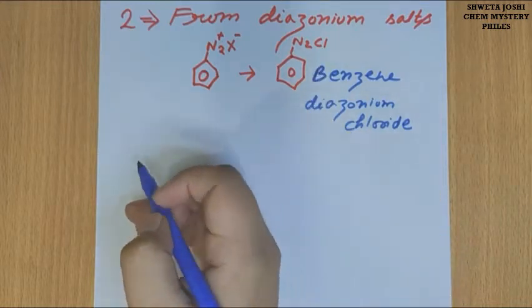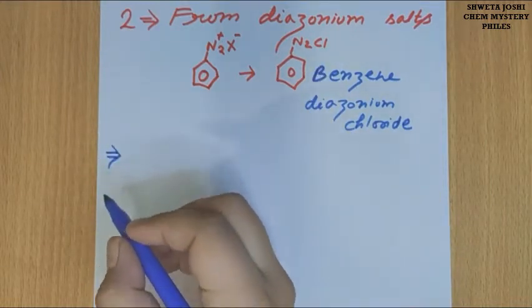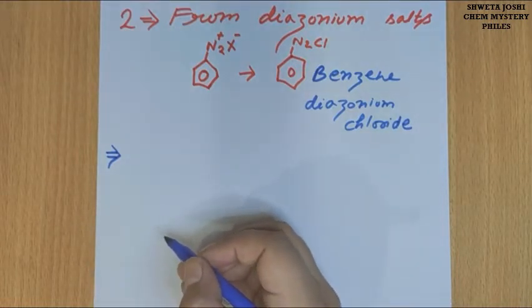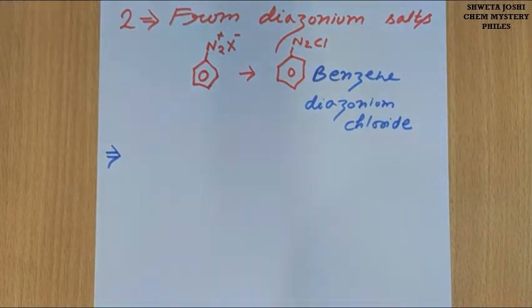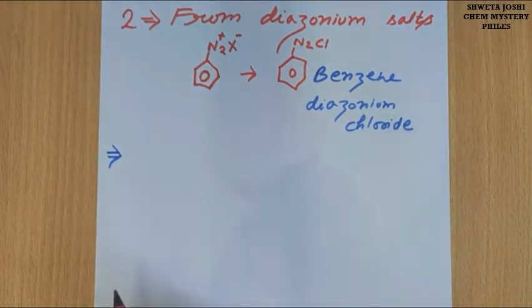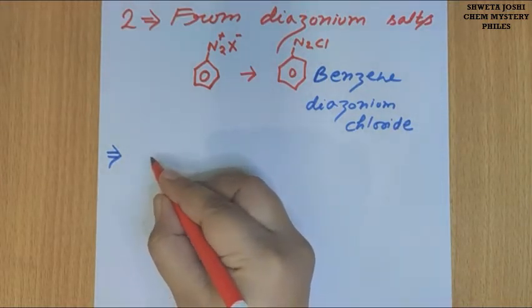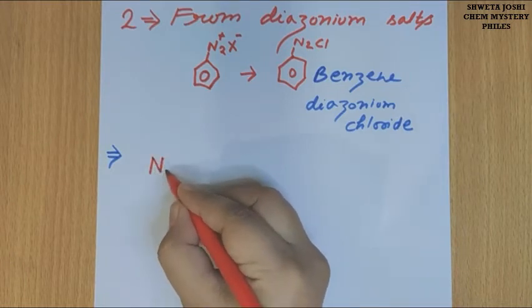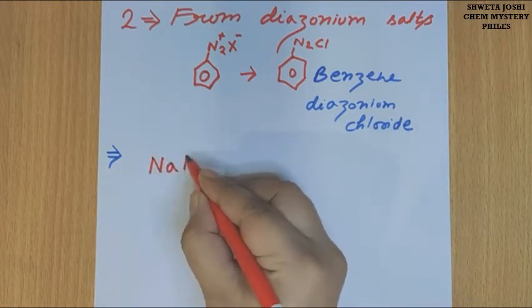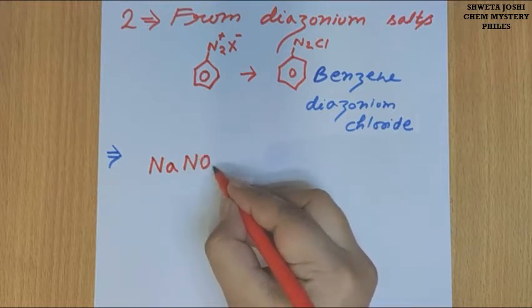So first of all, we are covering the preparation of diazonium salt. Then from diazonium salt we are going to prepare haloarenes. For the preparation, first of all, we have to prepare HNO2, that is nitrous acid, within the reaction mixture, because HNO2 is unstable in nature even at room temperature. So it is prepared very freshly, in situ.